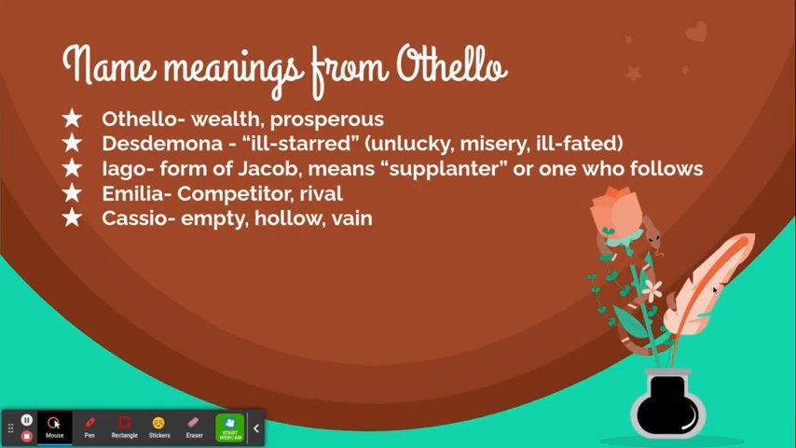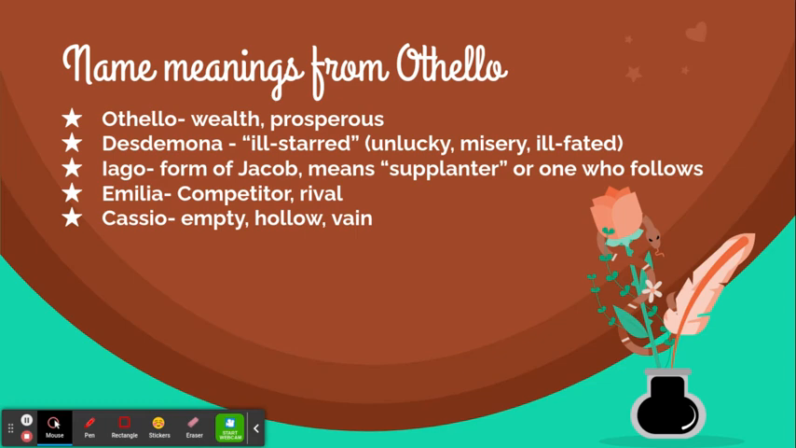All right. Since I'm an English teacher, I also like to talk about the name meanings. I know that Shakespeare's names are usually ironic or telling of the character's traits, and so I wanted to look up the name meanings from Othello, just a few of them. So Othello means wealthy and prosperous, which kind of contradicts the attitudes toward black people at the time. I think Shakespeare probably intended that on purpose.